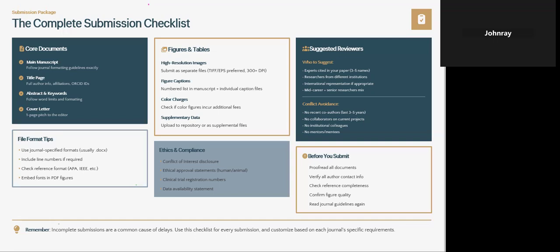Yes, choose experts whom you have cited in your paper. If you have seen an expert in your paper, you can choose those you have cited in the paper you are submitting. Choose those ones; they are very good. And choose researchers from different institutions, not the same institution as you.